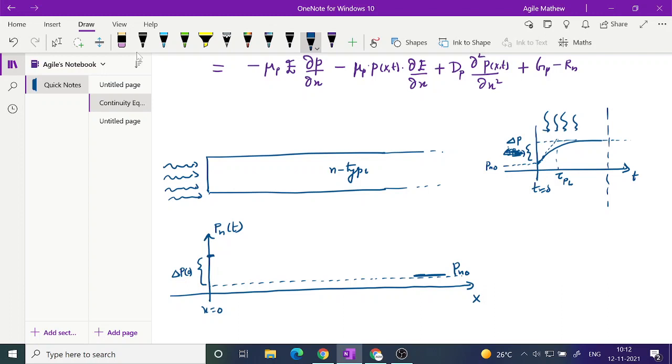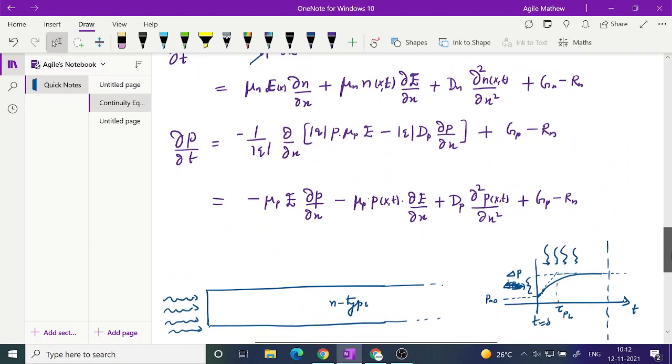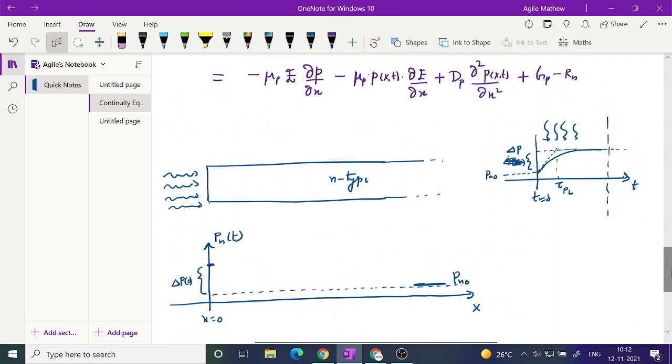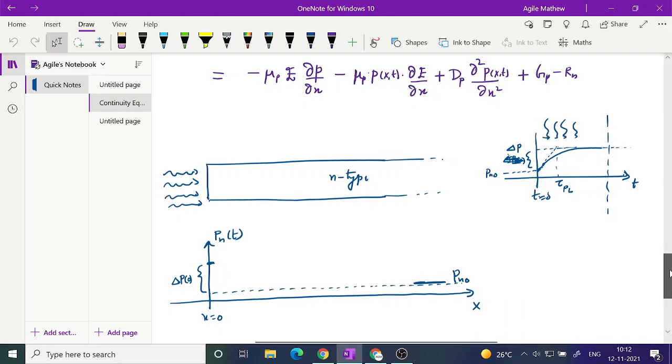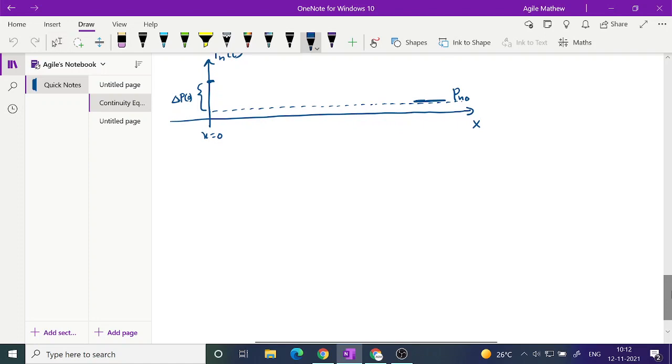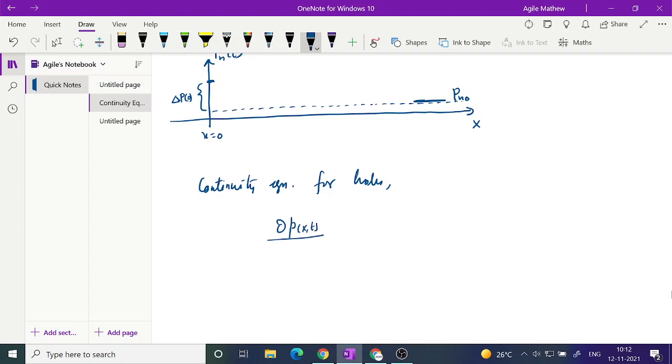Okay, so this was with respect to time. You should keep both separate. So let's take the equation for the diffusion, the continuity equation for holes, which we just now derived. The continuity equation for holes says dp/dt, but now we are focusing on the variation with respect to x.